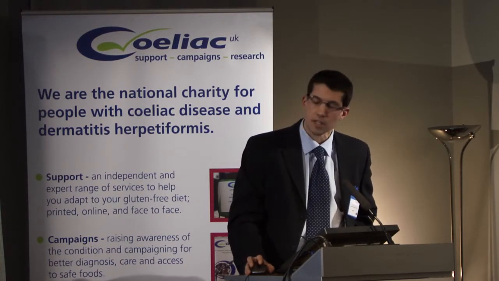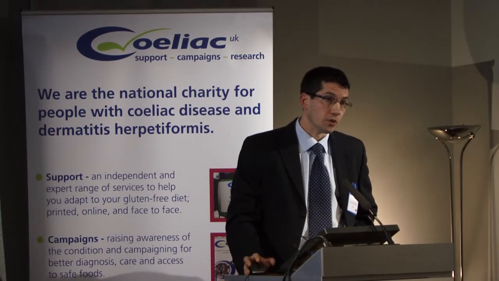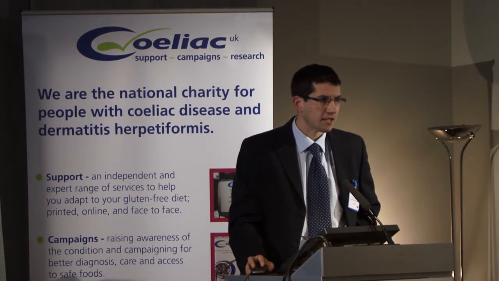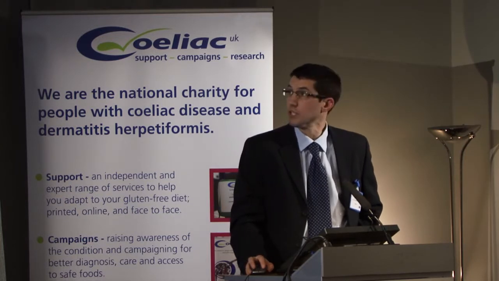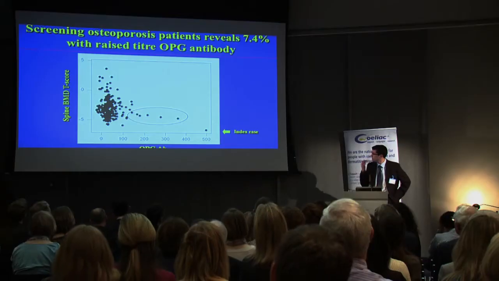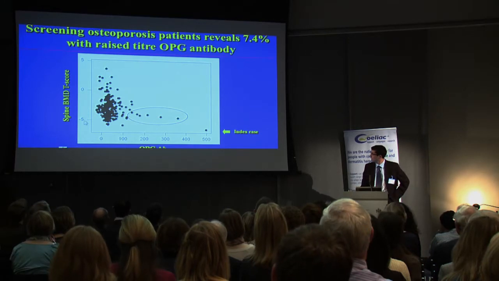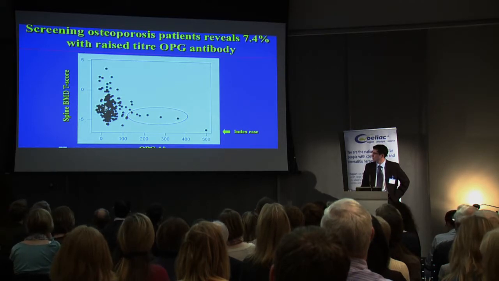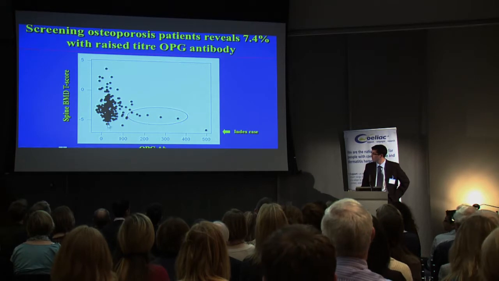So we did. We looked at the most obvious population, which was our own osteoporosis cohort. So we looked at patients attending a tertiary referral centre with osteoporosis. And there we got a very different pattern. Again, we see a heavy population of patients with low levels of antibody, and there's a whole host of different reasons why people will get osteoporosis, and some of these have very severe disease.